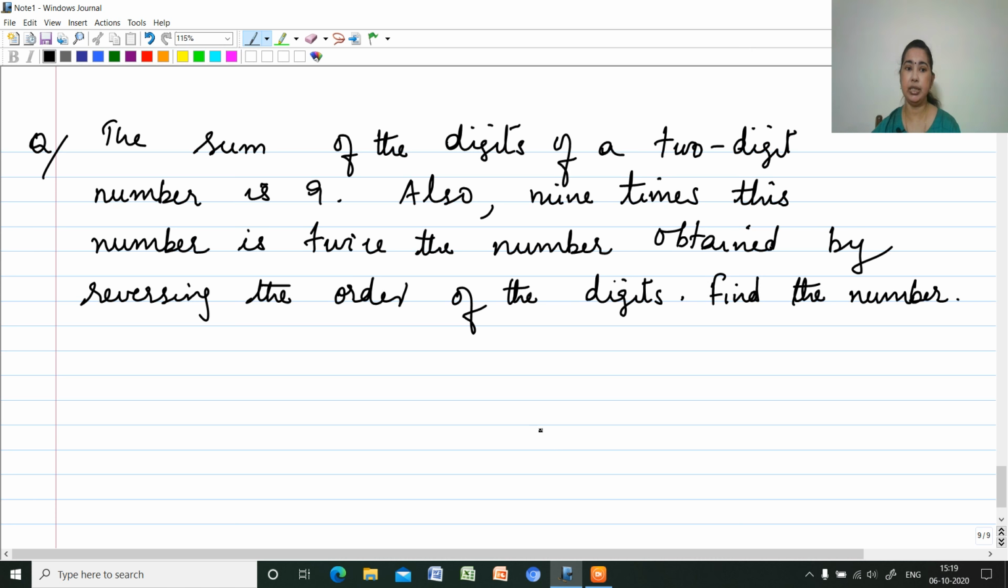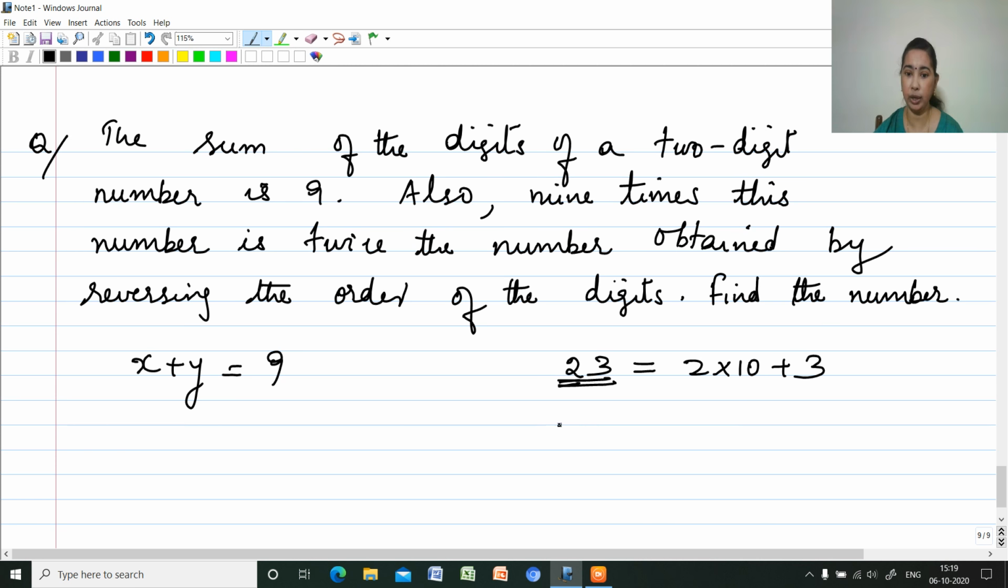The sum of the digits of a 2-digit number is 9. So let the number be xy, the 2 digits. So the sum of those 2 digits is 9. Also 9 times this number is twice the number obtained by reversing the digits. Actually, let us take some other 2-digit number, let it be 23. 23 means 2 is in the tens place and 3 in the unit place. So it is 2 into 10 plus 3. So if it is a 2-digit number, we can write in this form.